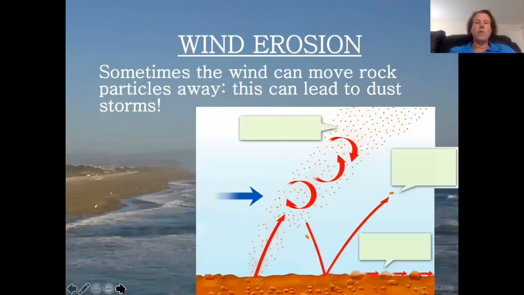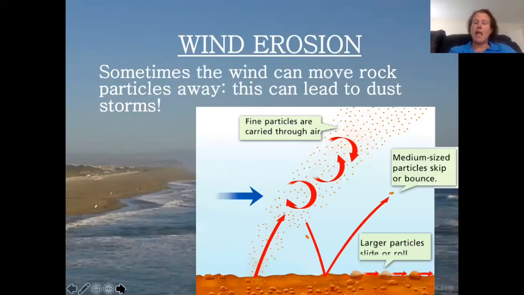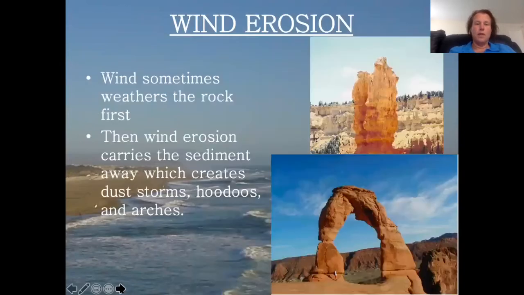So again, wind erosion: the wind can move rock particles away. This can lead to dust storms. So we have fine particles carried through the air, medium-sized particles skip or bounce, and large particles slide or roll. Wind sometimes weathers the rock first, then wind erosion carries the sediment away, which creates dust storms, hoodoos, and arches.